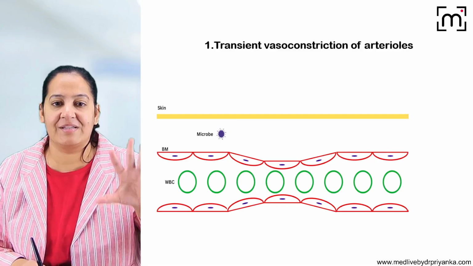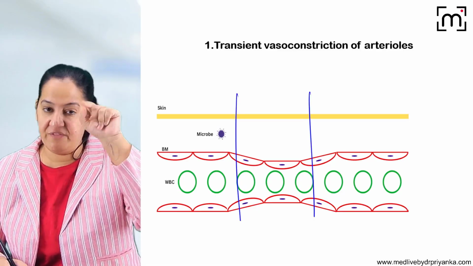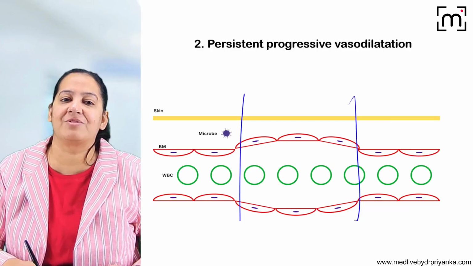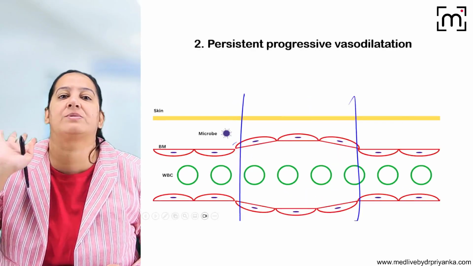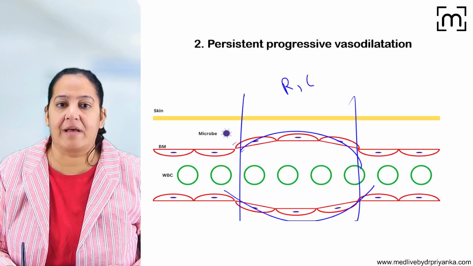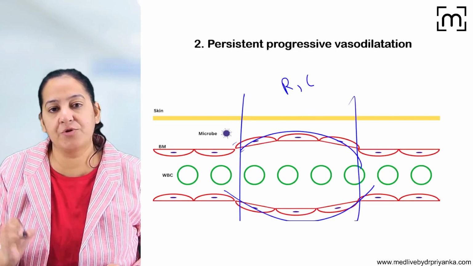The first step is vasoconstriction, which leads to blanching. It is transient in nature. The second step is vasodilatation. Where it was vasoconstriction before, here it is vasodilatation. This one leads to blanching. This one leads to rubor and calor.